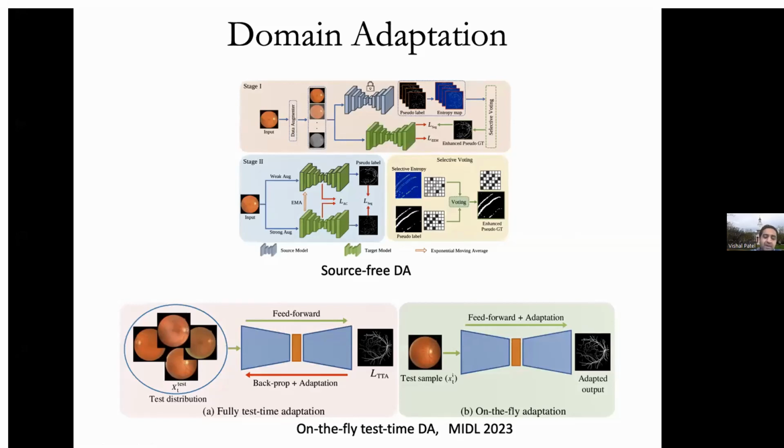If you just look at this ultrasound example, depending on the probe, on whoever is operating it, the amount of pressure you apply, and the angle at which you hold the probe, the image quality will change, and that basically introduces a different distribution. As a result, you often see a degradation in performance. So one of the ideas that we developed was to deal with this distribution shift during testing. We came up with this notion of on-the-fly test time domain adaptation, which we presented at MIDL last year.